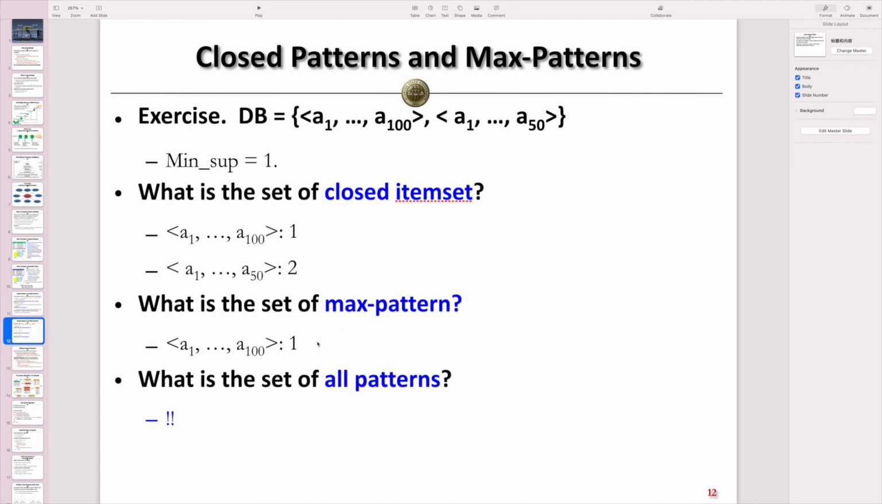Then how about all the patterns? On the previous page, we already showed you the example. We can define different patterns based on the data A1 to A100. We can have 2 raised to 100 minus 1 different patterns defined based on the data set. Okay, so we can use this example to clarify the difference between closed patterns and max patterns for you, and you can try to use the example to understand how to find closed patterns and max patterns.